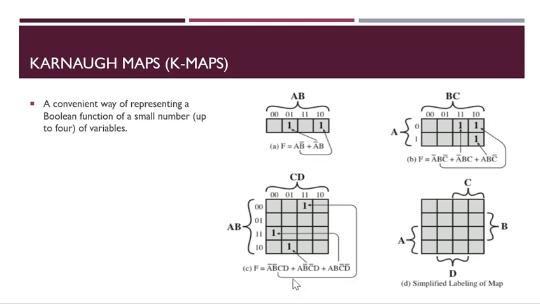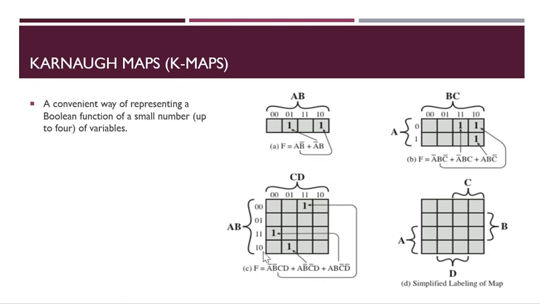The last example, with 4 variables here, you have A bar, B bar, C, D, which means 0, 0, 1, 1. So you need to find the cell which represents 0, 0, 1, 1. This is 0, 0, and after that you need to find 1, 1. So this one should be marked inside this cell, right? The second term is 1, 0, 0, 1. So you need to find the cell which represents 1, 0, 0, 1.